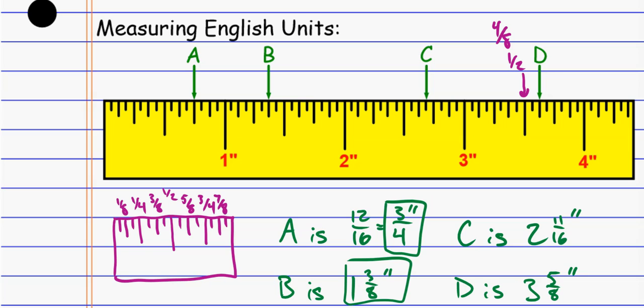So again, use your knowledge of fractions to be able to take some shortcuts here. Again, if you're really unsure, well, just count all the dashes. It's out of 16. Just make sure you reduce your fraction. Okay.